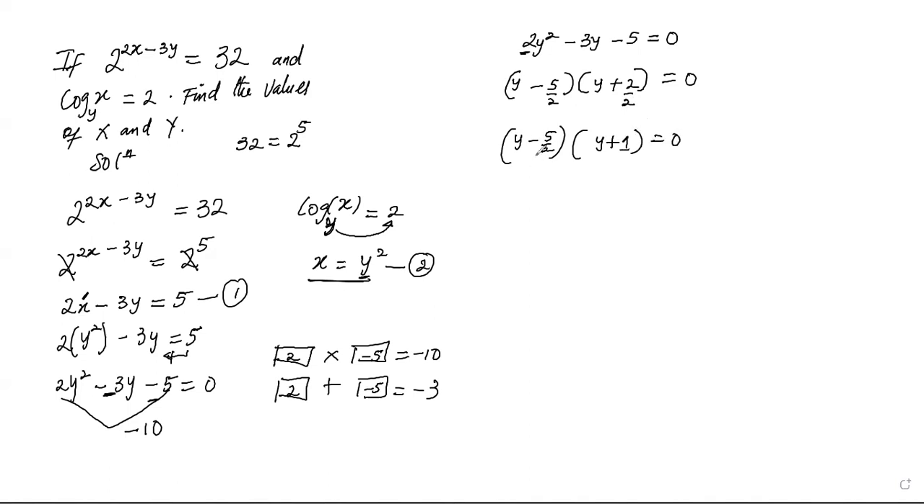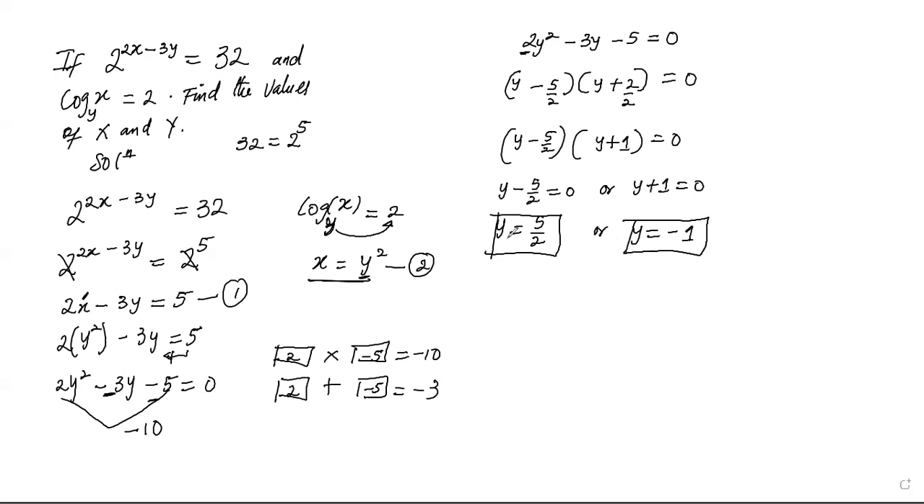Therefore, I'm going to equate each of these factors to 0 so I can get the value of y. So I have y minus 5 over 2 is equal to 0, or y plus 1 is equal to 0. From here, you can see that y is equal to 5 over 2. That's the first solution. And from here, y is equal to negative 1. So we have these solutions for y.